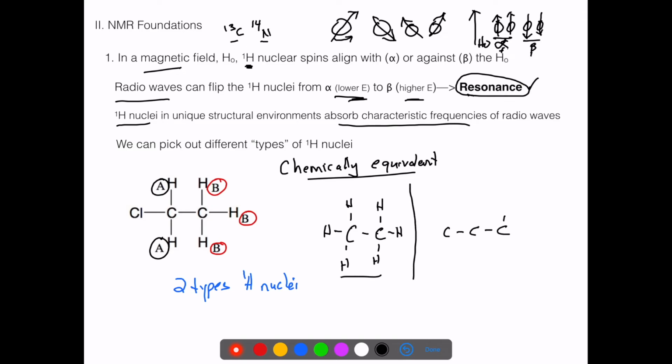We'll go just one more. If we take propane, propane would have 2 different types. Can you pick them out? Well, one set, I'll just label them A, there's a blue here, and so the hydrogens on each end, those are chemically equivalent.